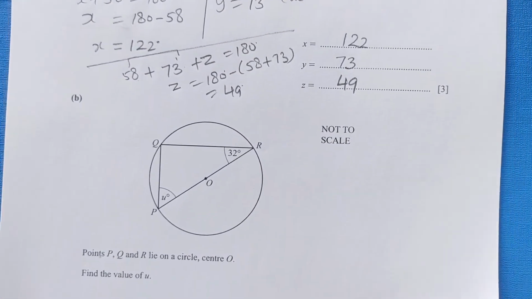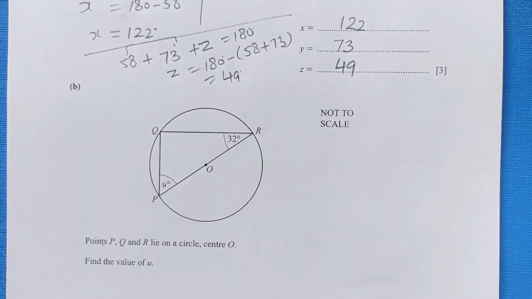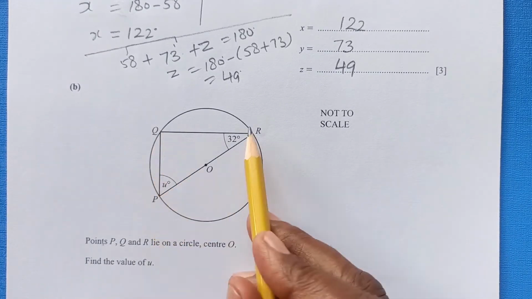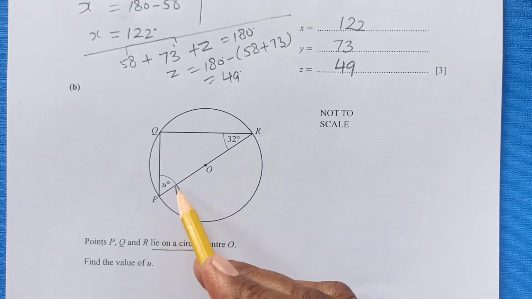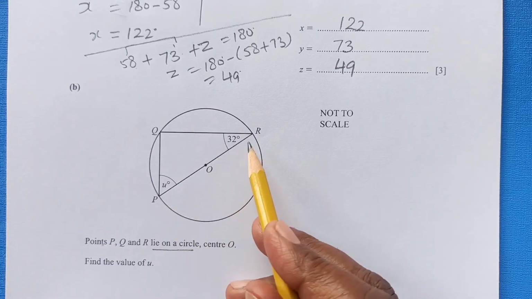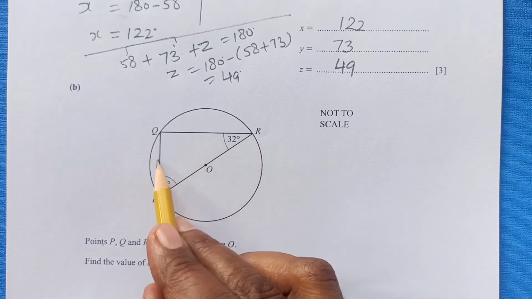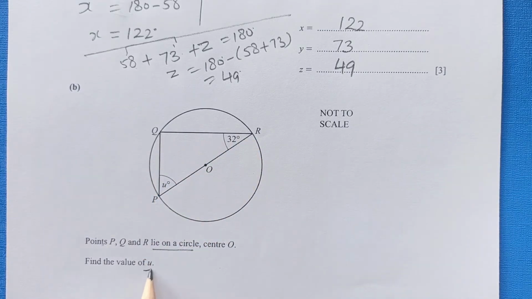Now next one, we have a circle diagram here. Points P, Q, R lie on a circle. Center is O. So this line is passing through the center, so this is a diameter. That means this triangle is in a semicircle. Now find the value of u.